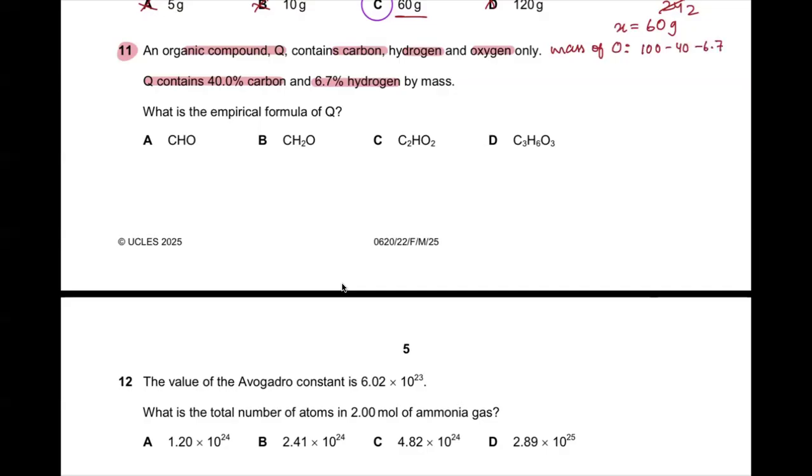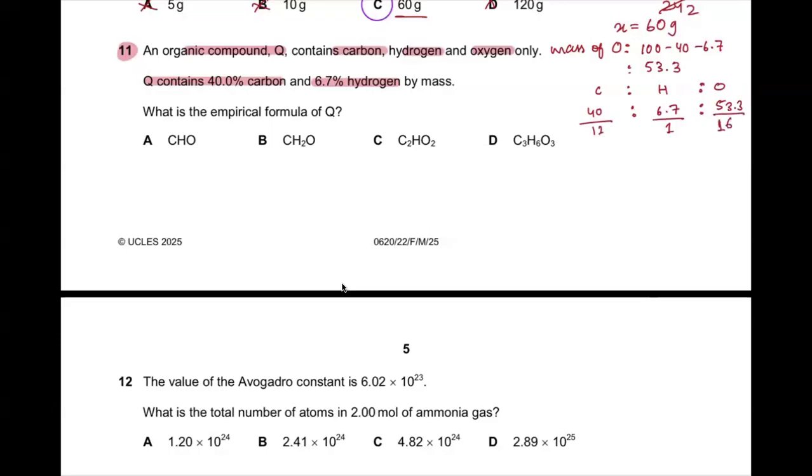So can anyone tell me the answer, please? Is it 53.3? Thank you. So 53.3. Now we have carbon, hydrogen, oxygen. Carbon is 40, hydrogen is 6.7, and oxygen is 53.3. We are going to divide these values with the AR. So for carbon divided by 12, for hydrogen divided by 1, for oxygen divided by 16.